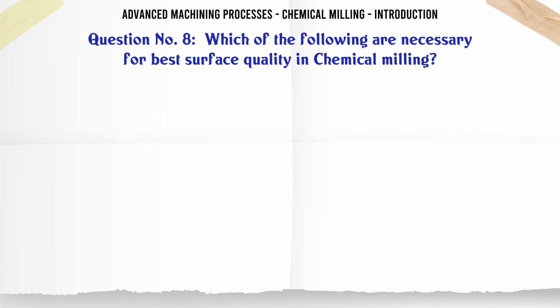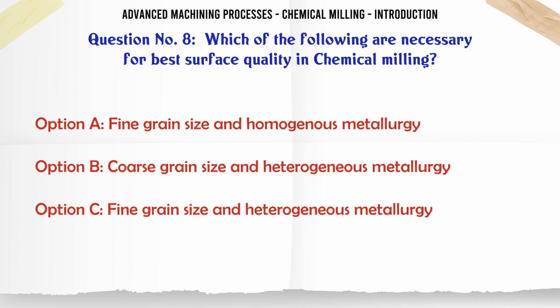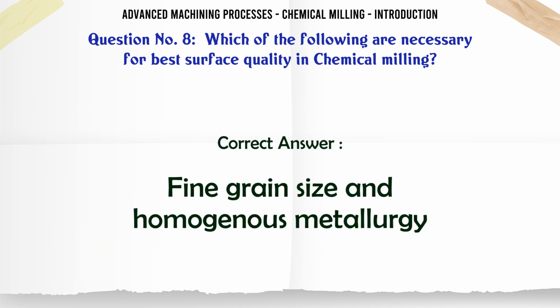Which of the following are necessary for best surface quality in chemical milling? A. Fine grain size and homogeneous metallurgy. B. Coarse grain size and heterogeneous metallurgy. C. Fine grain size and heterogeneous metallurgy. D. Coarse grain size and homogeneous metallurgy. The correct answer is fine grain size and homogeneous metallurgy.